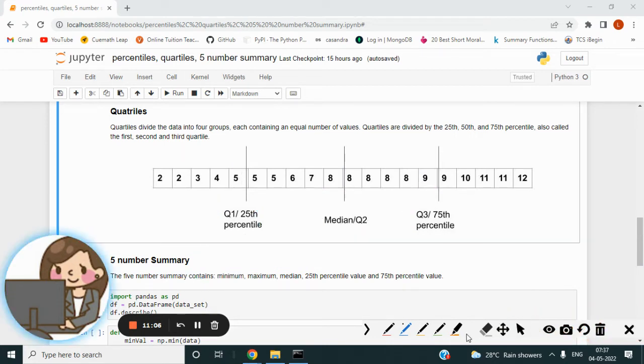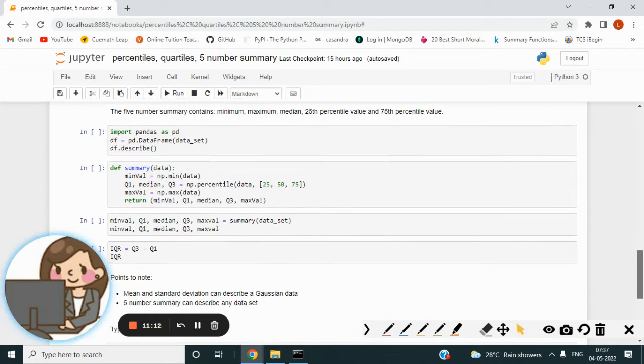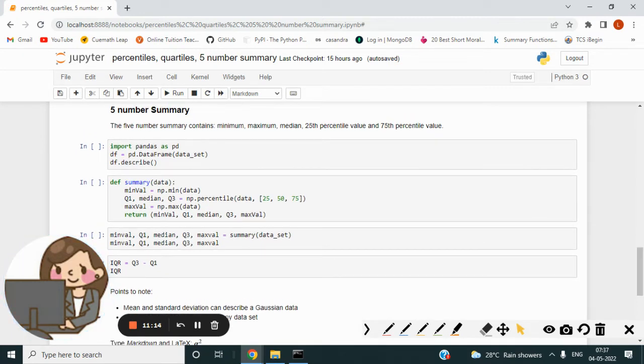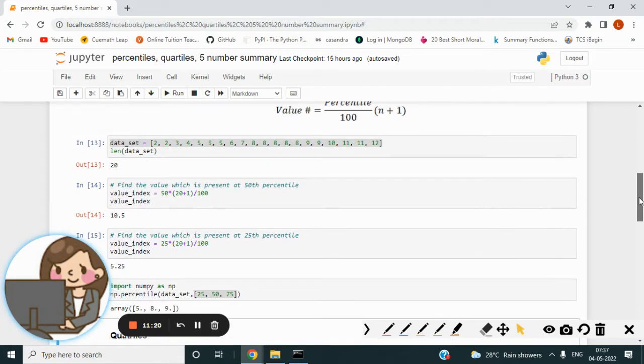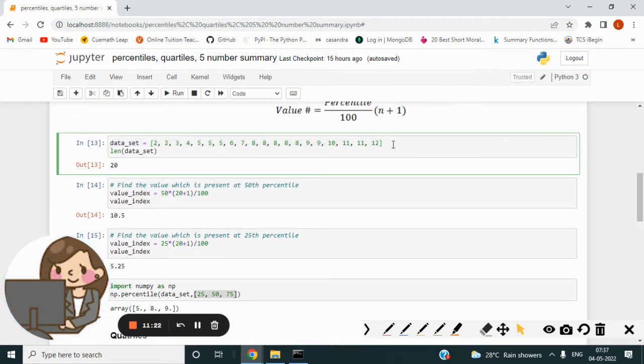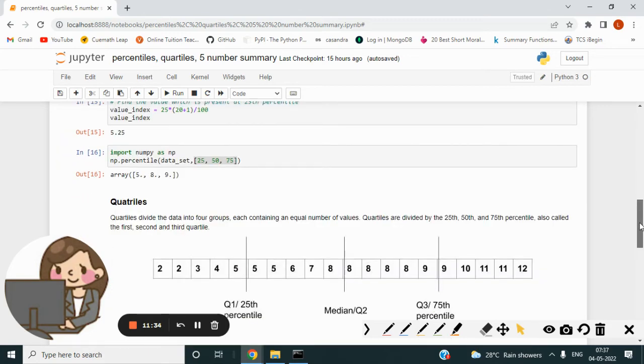Okay, now we come to the 5-point summary. Whenever we have a data set, suppose it is a very large data set. Here we had just a single dimensional data set of 20 elements, so even if you just look at it, you will get an idea of what the minimum value is, what the maximum value is, and what exactly the median is. It is very easy to find out.